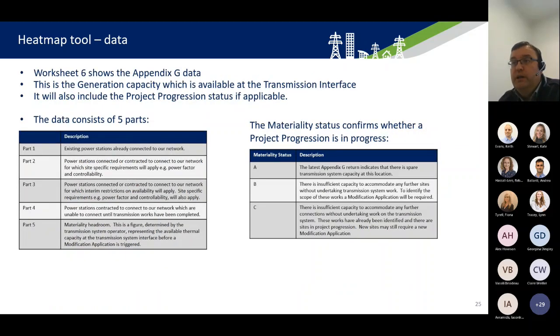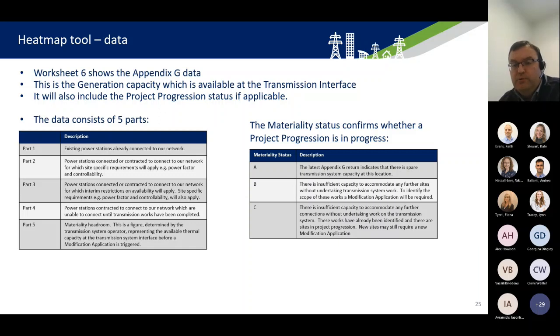We also include a sheet within the worksheet which covers the heat mapped information for our Appendix G data, which is the status at each of our grid supply points. This is effectively the capacity for new generation connections available at each grid supply point in turn. We also include a short overview of the project progression status at each of these sites, which is when a GSP has effectively run out of headroom and NGESO must then carry out a detailed study to determine the next steps to permit a connection.